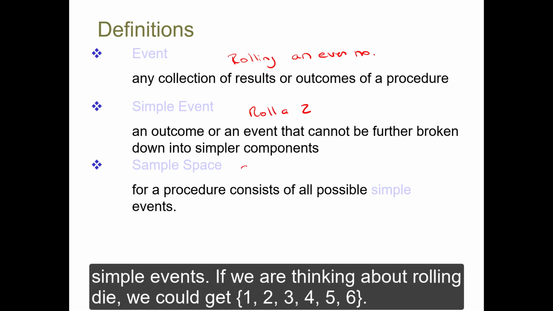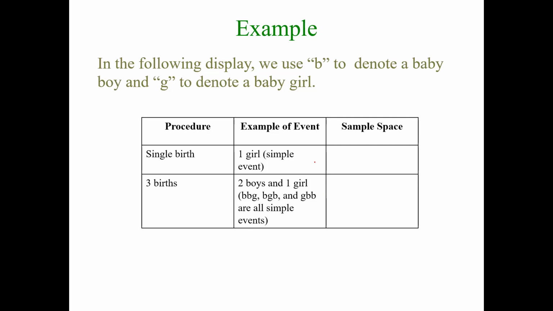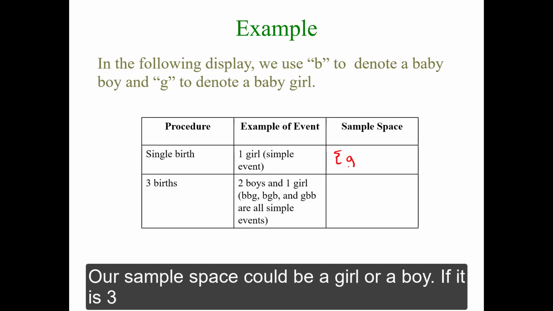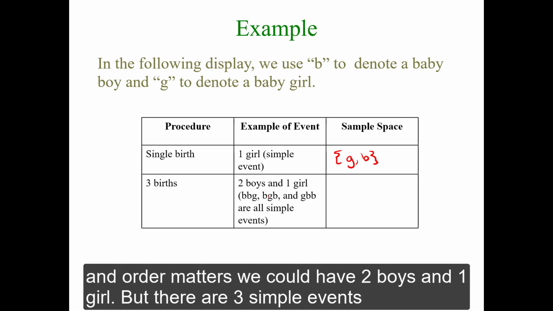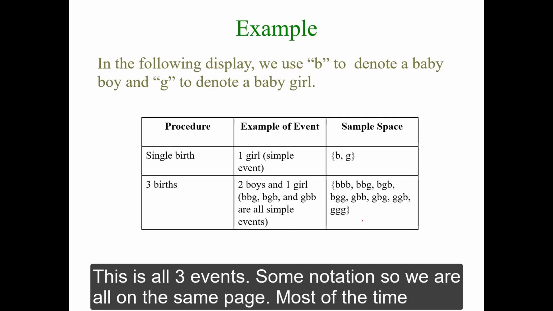So when we're thinking of a sample space of rolling the die, we could get 1, 2, 3, 4, 5, or 6. All right, for example, if we use B to denote a boy and G to denote a girl, a single birth would be an event, just having one girl. Our sample space, though, could be a girl or a boy. If it's 3 births, and we're saying order matters, so we could have 2 boys and 1 girl, that's one event, but actually there are 3 simple events that constitute 2 boys and 1 girl. So that's all the events that could happen with 3 births.